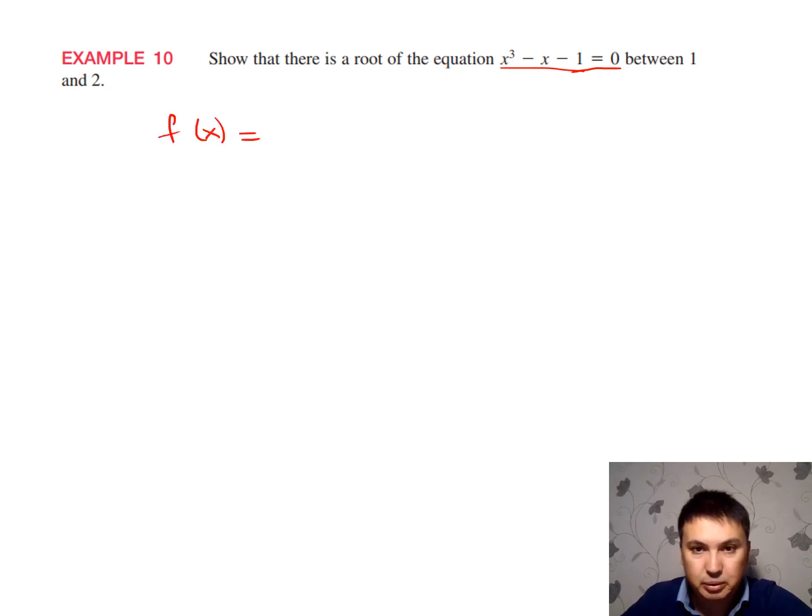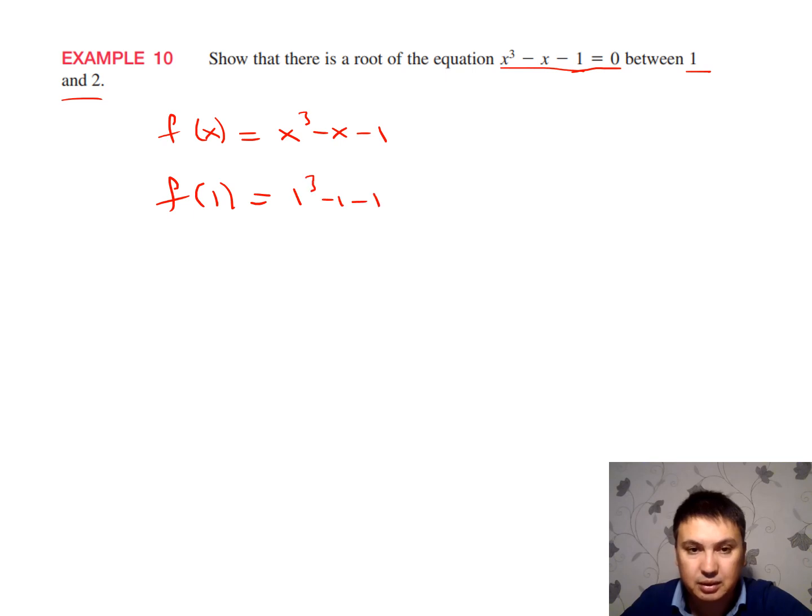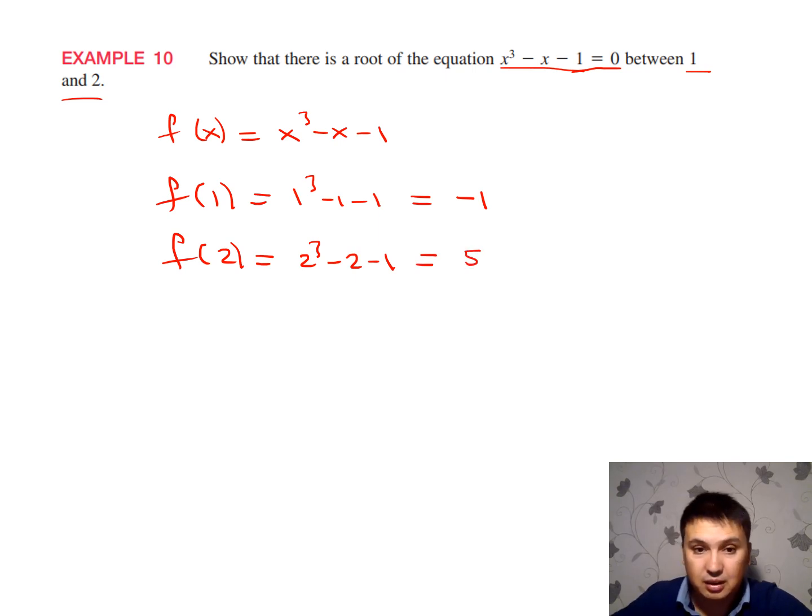Okay, let's do it. Let's take f of x to be x cubed minus x minus 1, and we want to show that the root exists between 1 and 2. So let's see what f of 1 is. f of 1 is 1 cubed minus 1 minus 1, so this is negative 1. And what happens at the other extreme? f of 2 is 2 cubed minus 2 minus 1, so this is 8 minus 3, this is 5. I don't want to attempt to sketch x cubed minus x minus 1.